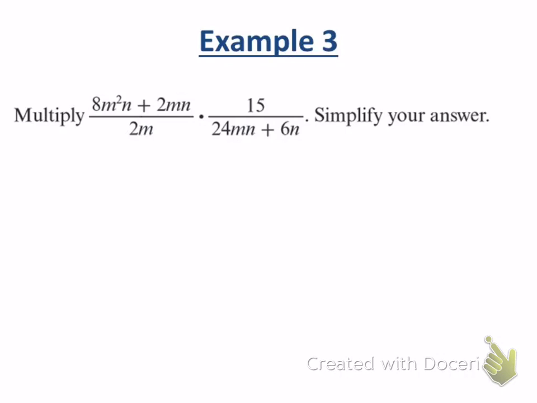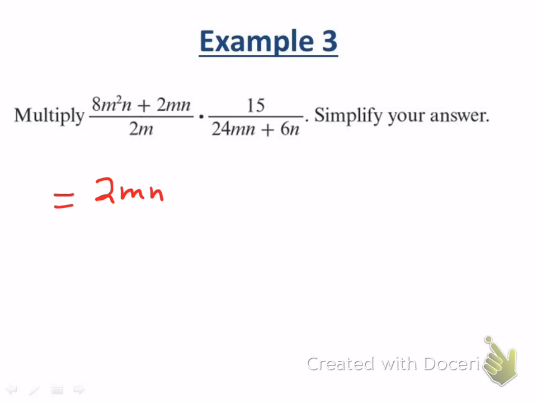Why can't I cancel anything right now? You gotta factor it. Because they're not all factors, right? These two things are terms. I can't factor terms. I can only cancel factors. So what can I factor out of the numerator on the left?